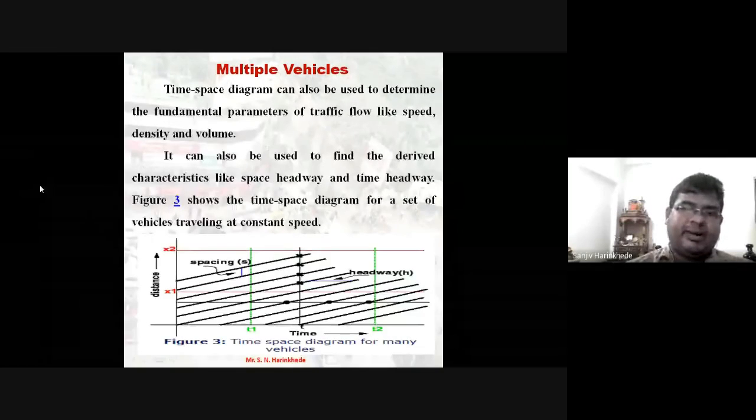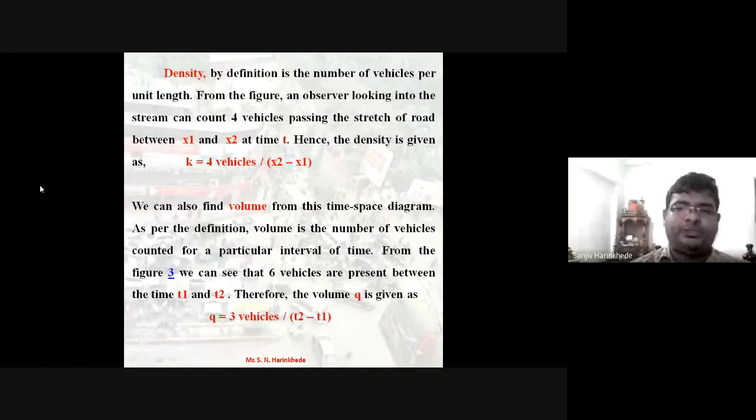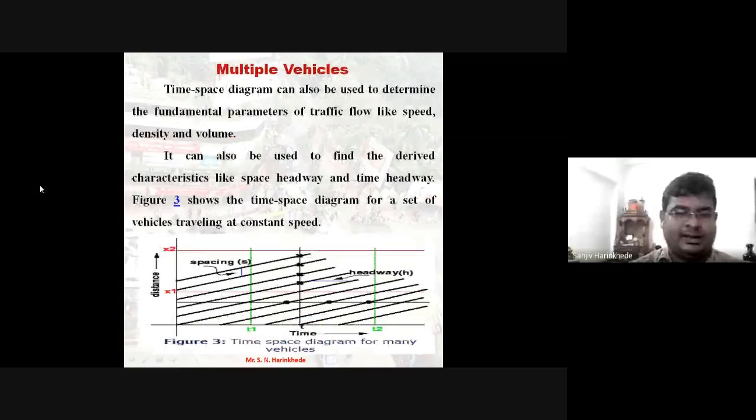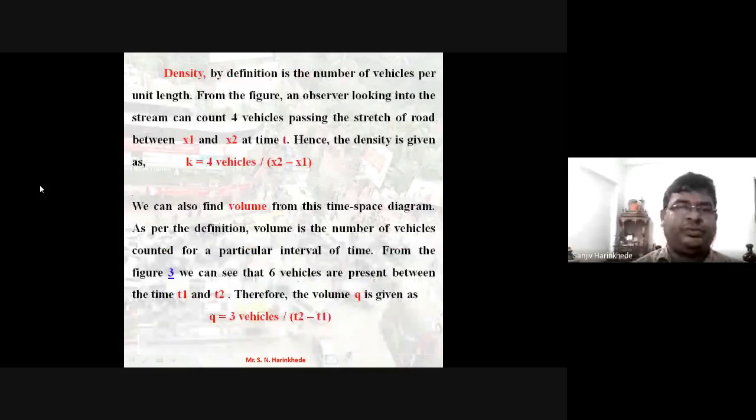Density by definition is the number of vehicles per unit length. From the figure, an observer looking into the stream can count 4 vehicles passing the stretch of road between x1 and x2 at time t. Suppose in this diagram we can see that on the left, distance is x1 to x2, and time is t1 to t2. Hence the density is given by k equals 4 vehicles divided by (x2 minus x1).